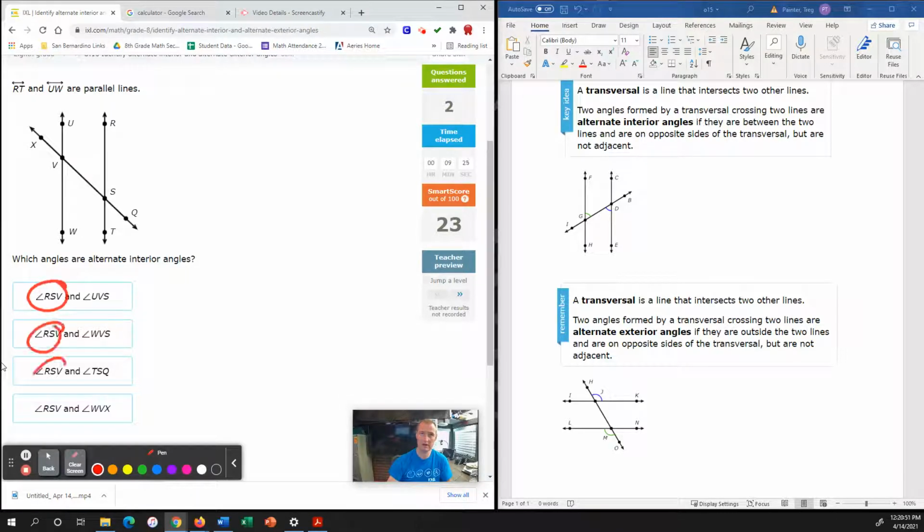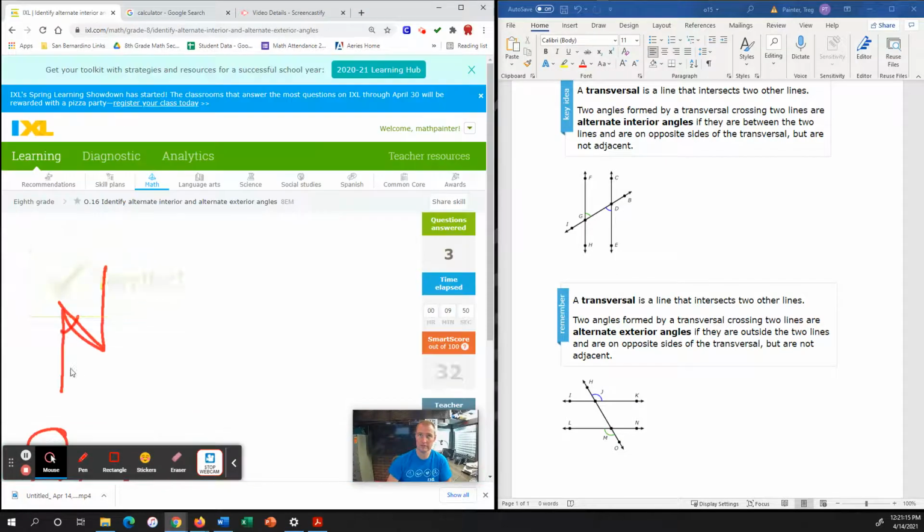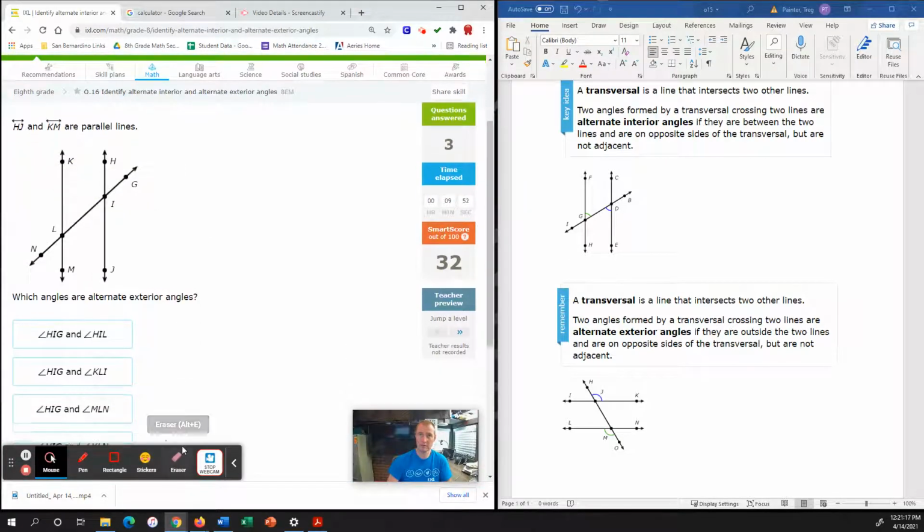So RSV, they're all the same. In order for RSV to have an alternate interior angle, it must match either SVW or vice versa, WVS. So I'm looking for a WVS, which is right there. I think this is going to help us speed along our IXL by using this kind of trick. And it did work real nice.